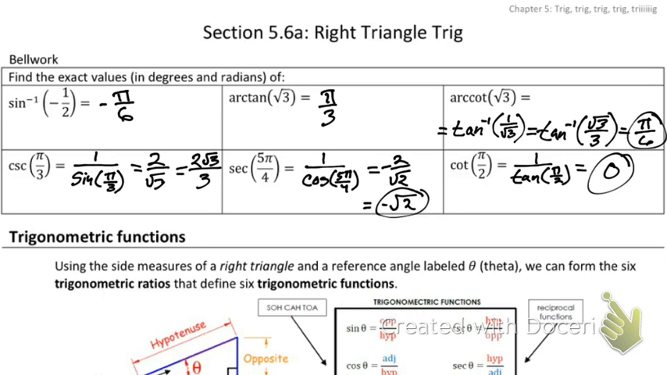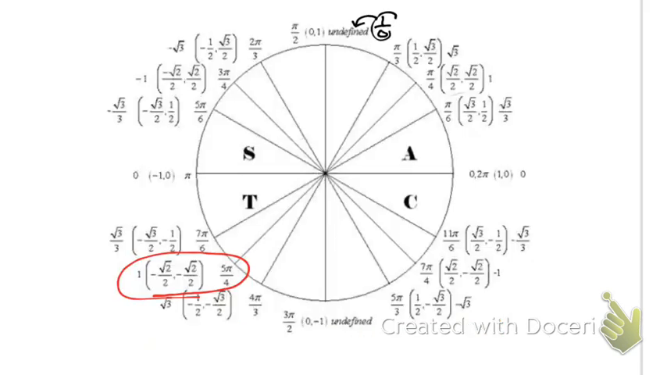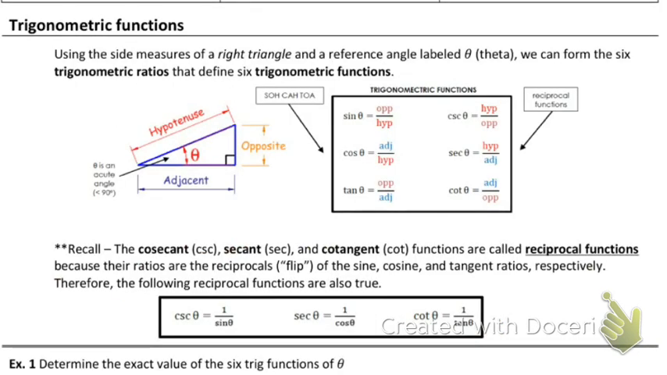All right, today we're just going to get into some little easier, conceptual-wise stuff. We're just going to talk about the basics of right triangle trigonometry.